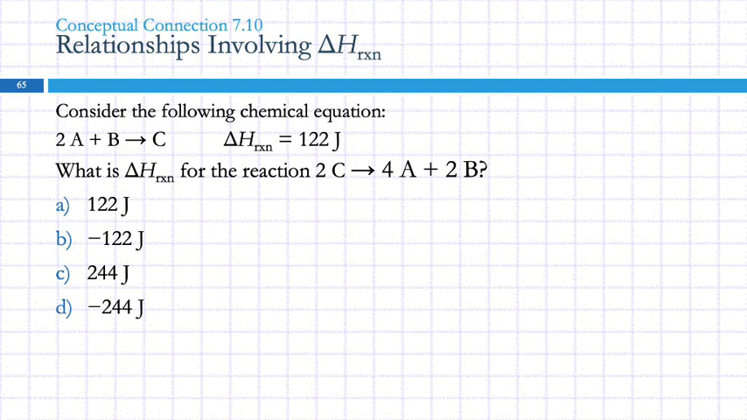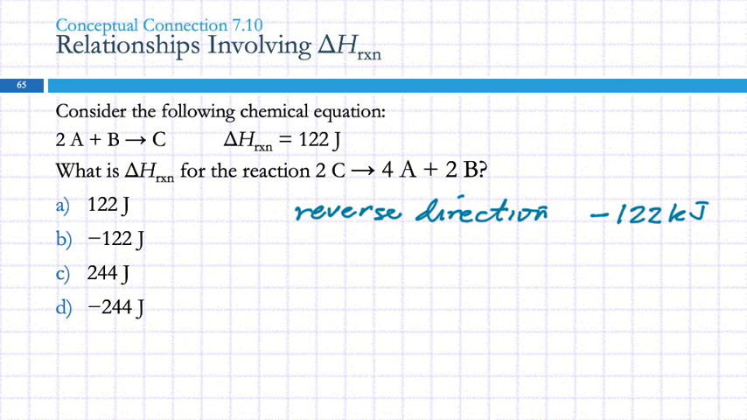It's going in the opposite direction, right? This was going from A and B to C. This is going from C back to A and B. So what do I do to the delta H then? I change the sign, right? We reverse the direction, so now we've got negative 122.